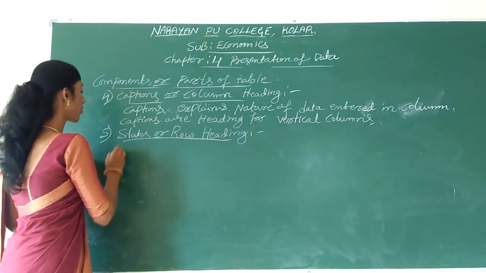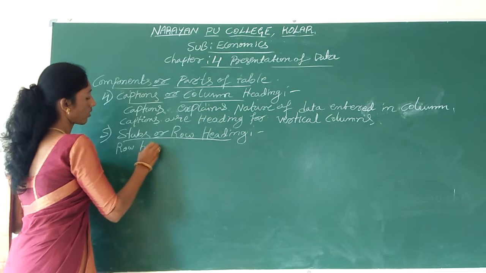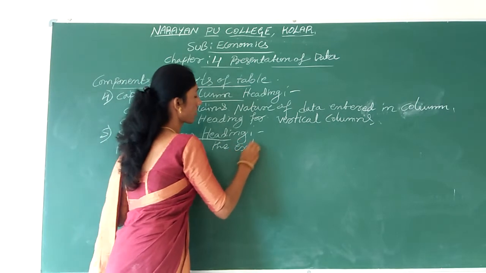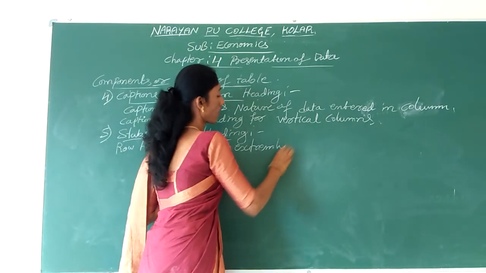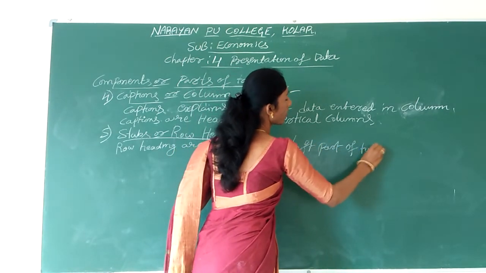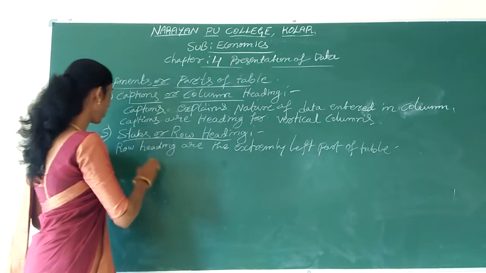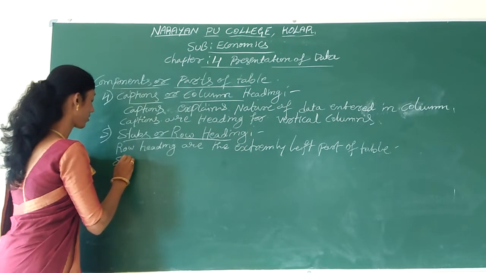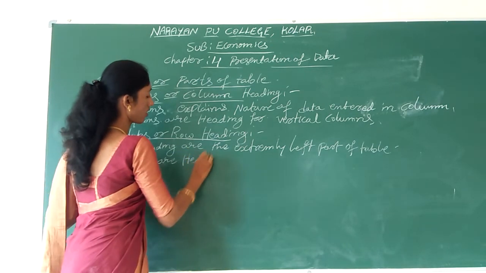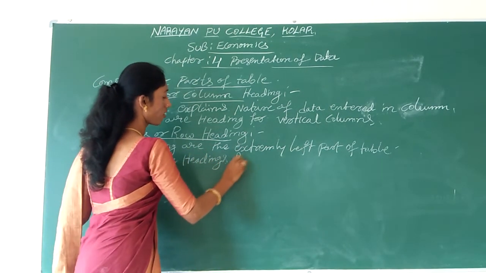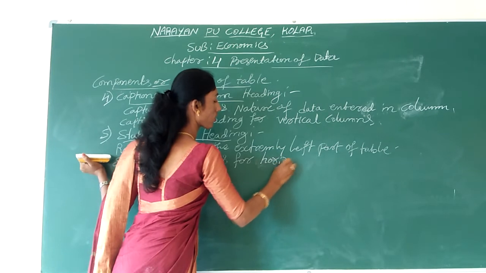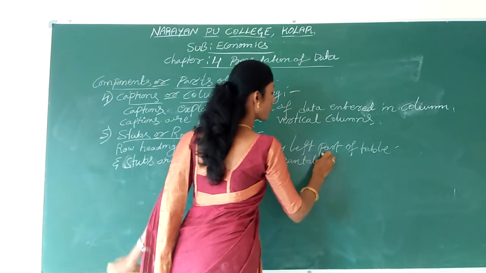Here, row headings are the extreme left part of a table, the terms or the headings for horizontal rows.